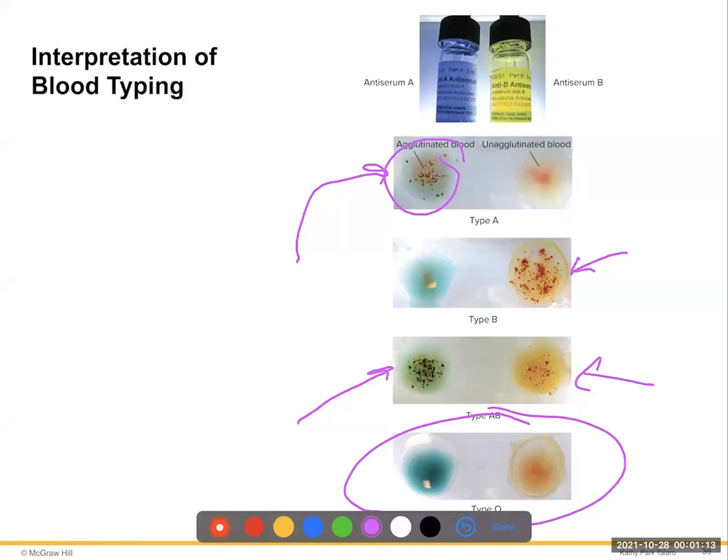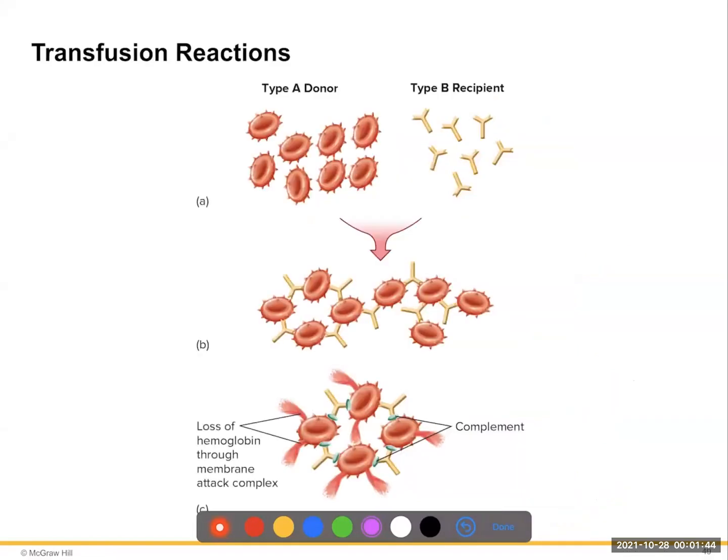So they used to do this in the labs before COVID shut everything down. You couldn't take people's blood anymore. But you put a drop of blood on the slide, put on anti-A and see if it agglutinates. Put in another drop of blood, put in anti-B, see if it agglutinates. If the A agglutinates, the person's type A. If the B agglutinates, the person's type B. If they both agglutinate, it's AB. If you get no agglutination, it's type O. That's how you determine blood types. Very simple experiment to do.